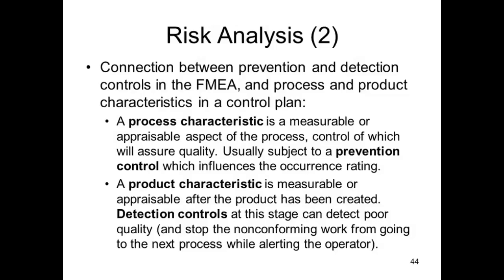The product characteristic is measurable or appraisable after the product has been created. Detection controls can detect the poor quality, but we've already made the poor quality. Now, something else they can do, it's called JIDOKA or automation. It can also stop the process before it continues to make poor quality and possibly creates a lot of scrap. Maybe we'll lose one part of scrap, but if the detection control finds that, it can shut the tool down and alert the operator so we don't make more.